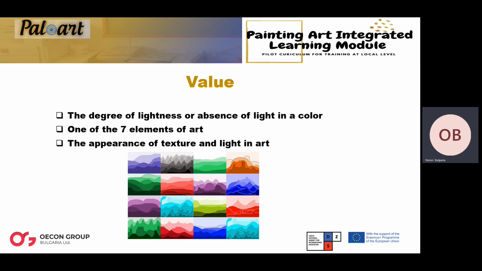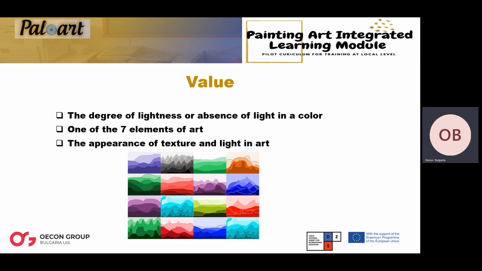Value is the degree of lightness or absence of light in a color, whereas light is the illumination emanating from a light source. Artists use light to show contrast by illuminating their work using a light source. Value is the amount of light or darkness in a hue. The value in art is a quality or a value of light and dark of a given shade or tone, and is defined as one of the 7 elements of art alongside line, shape, space, form, texture, and color.